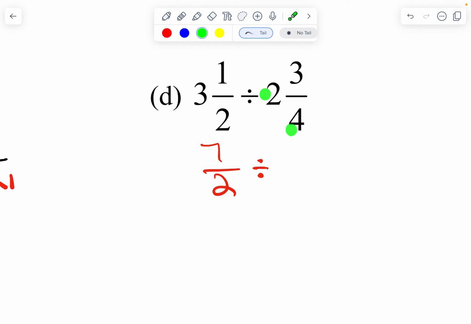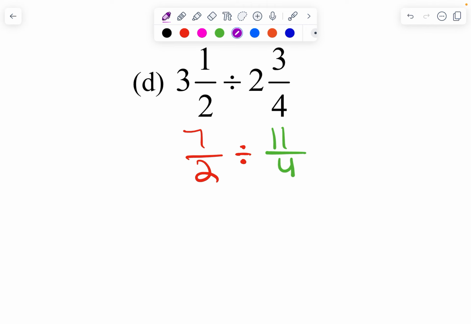So whole number times denominator. So 2 times 4 is 8. 8 plus 3 makes 11. So this one's going to be 11 over 4. Now I can do the conversion to multiplication. So 7 over 2 times 4 over 11. Keep the first fraction the same. Change division to multiplication, flip, or take the reciprocal of that second fraction.